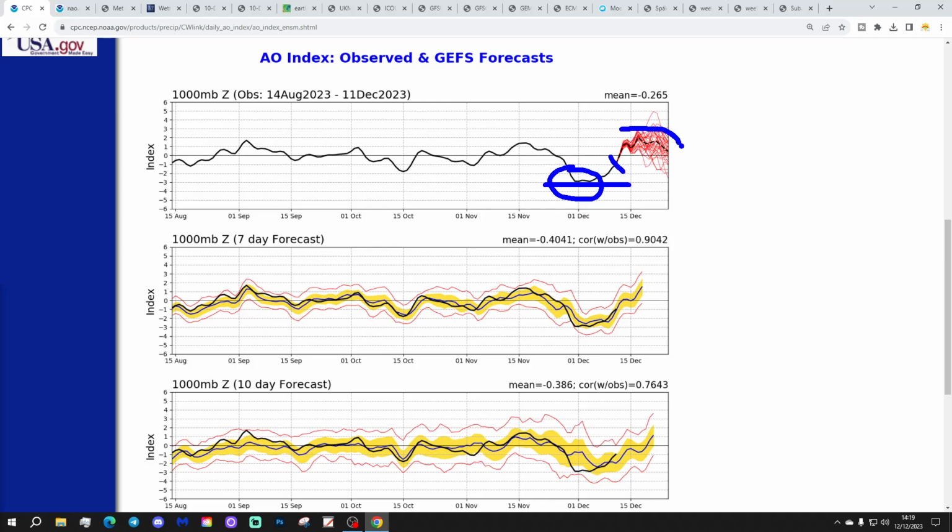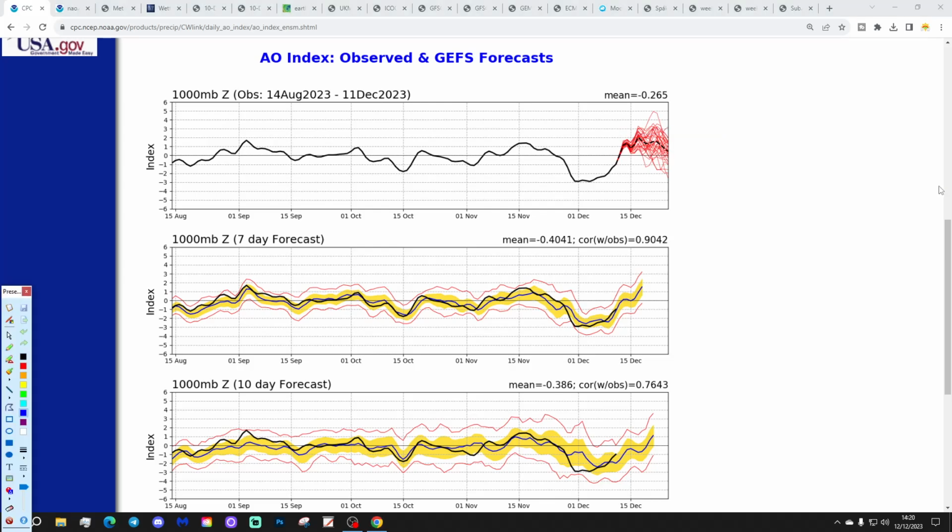But the GFS ensembles, as you can see very clearly here from these red lines, are showing that the Arctic oscillation is going to be going into quite a strongly positive phase for the rest of December, certainly up to the Christmas period anyway. So we've got quite strong positivity of the AO as we go through the second half of December, and this is a signal for reduced blocking and low pressure to be dominant over the pole.